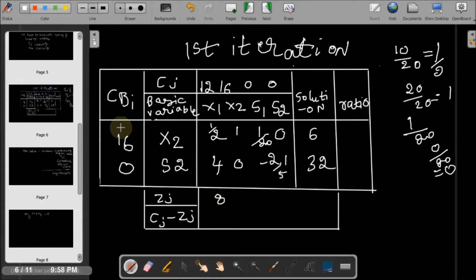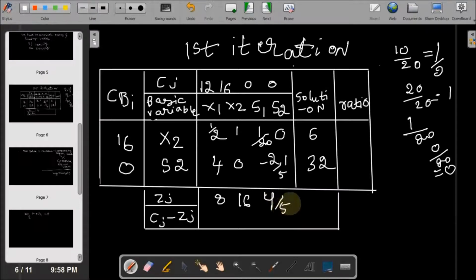Now, in the same way, 16 into 1 plus 0 into 0, obviously 16. These are Zj values, guys. Next, 16 into 1 by 20 plus 0 into minus 2 by 5. The value will become 4 by 5. Calculate this. I am writing directly, but you can calculate that.